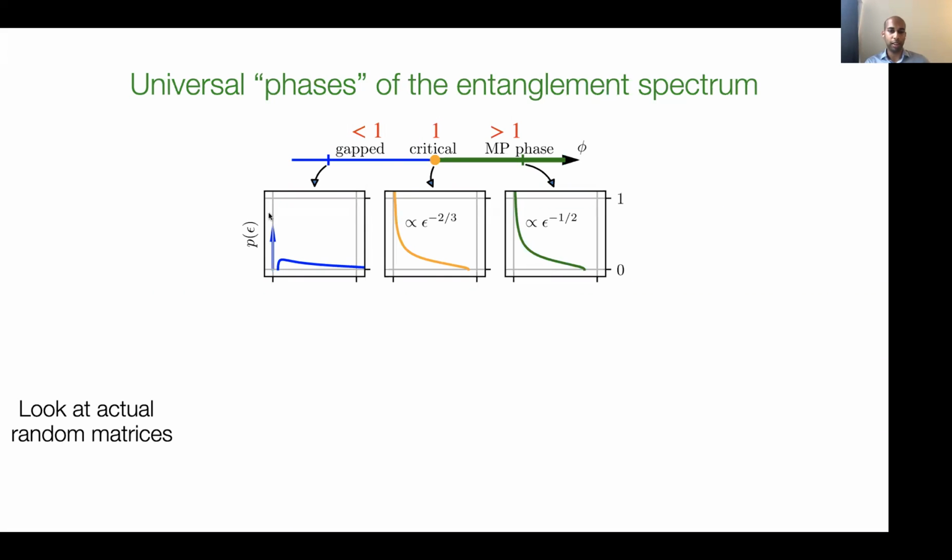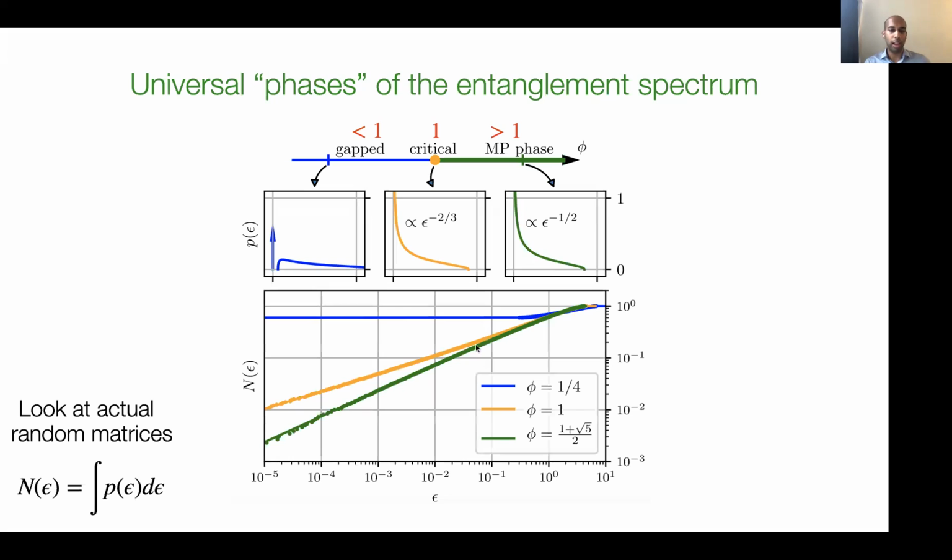So let's look at actual random matrices too. This is an analytical calculation from the diagrammatics. We can try to verify this by looking at actual random matrices. If you look at the integrated spectral density, which is a more well-behaved thing, and do a log-log plot, you see that for different values of phi, equal to 1 and the golden mean, you have different slopes.